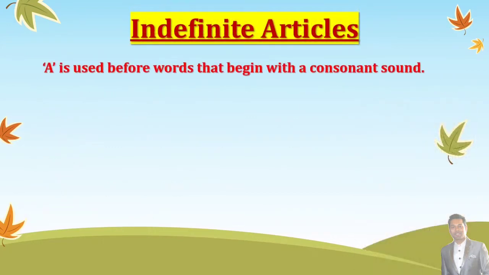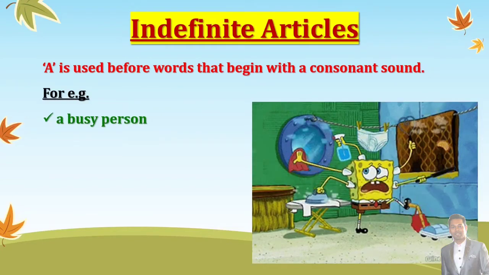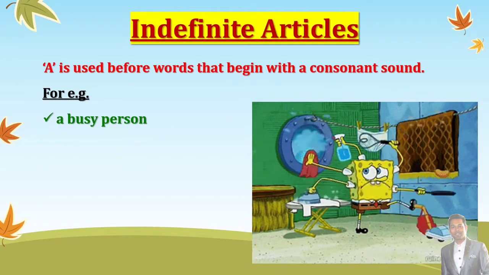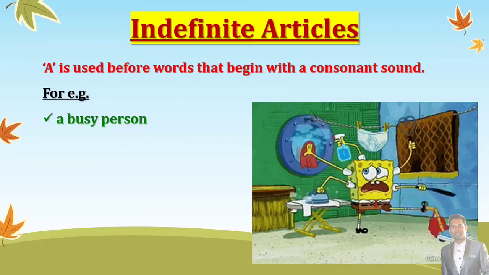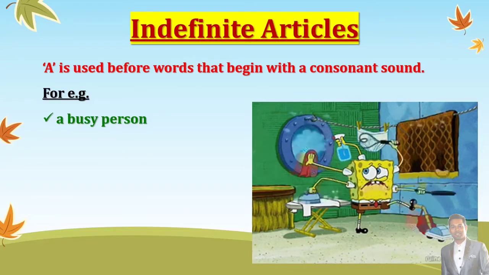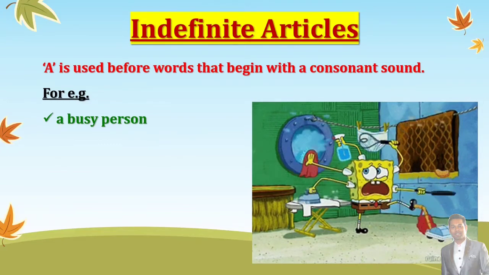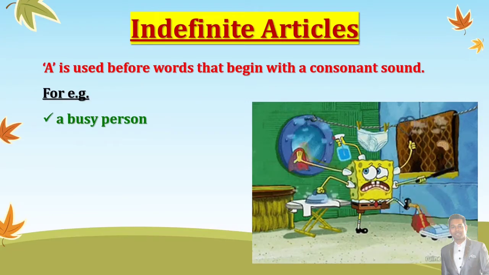A is used before words that begin with a consonant sound. We go by the sound and not the letter. Let us take an example here. For example, a busy person. Look at the picture here. He's so busy. A busy person. This word busy is starting with which sound? Yes, it is a consonant sound, B. That is why we've used the article a over here.